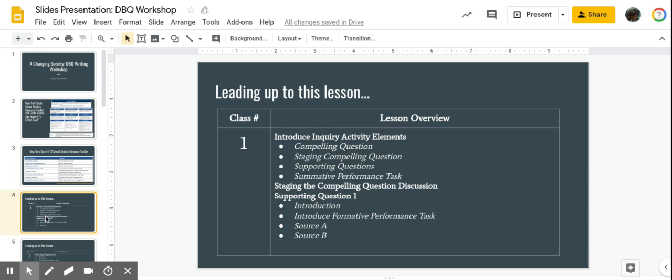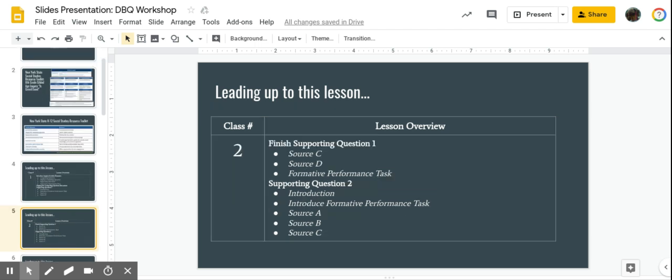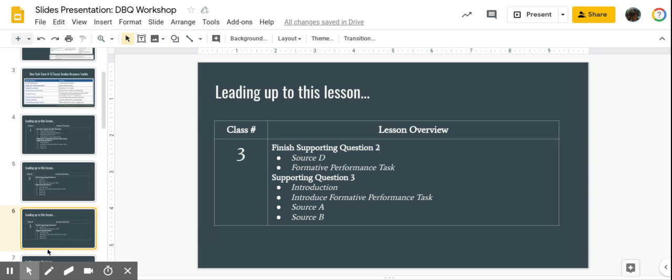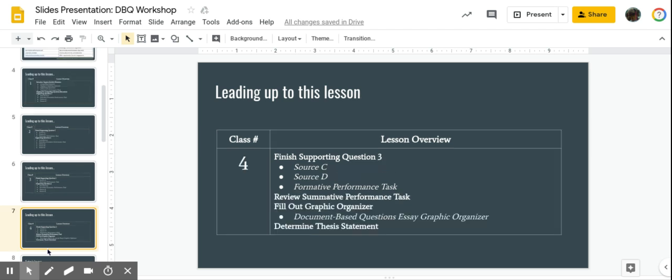And then, so you can understand how we get to the lesson for today, I want to tell you what we did in the previous couple classes. So class 1, we were introducing all of the tasks and getting started on that first supporting question and some of the documents. The second class, we would finish up that first one and start the second one. The third class, we would finish up the second and then start the third. And then the fourth class, the class right before the one we have today, would be finishing up that third question and then reintroducing that summative assessment.